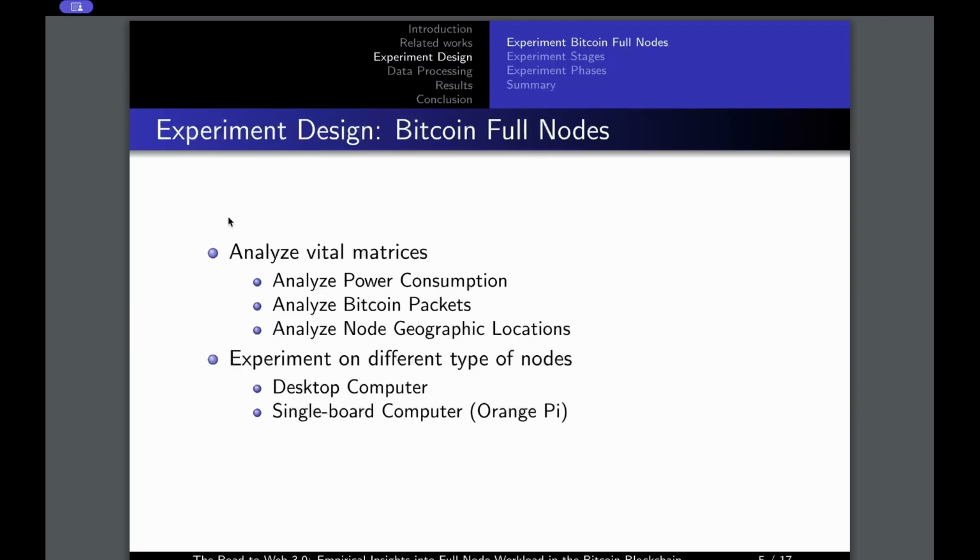That brings us to the experiment design. So here I want to talk about the analysis of vital metrics. In this study, we analyzed the power consumption, the Bitcoin packets being sent out or coming in, and also the node's geographic locations. We conducted our experiment on two different types of nodes. One is a desktop computer, which is very famous. Everyone uses some sort of desktop computer. And then there's the single board computer, which is Orange Pi in our case.